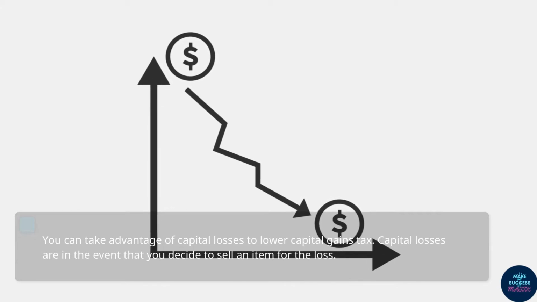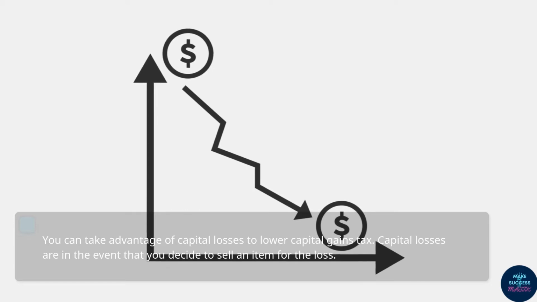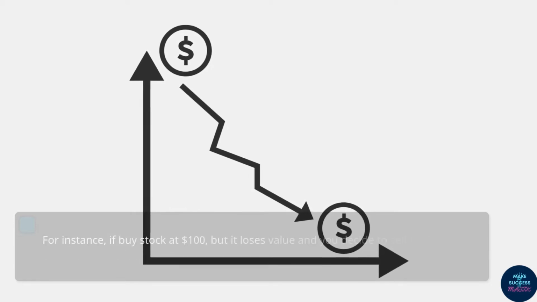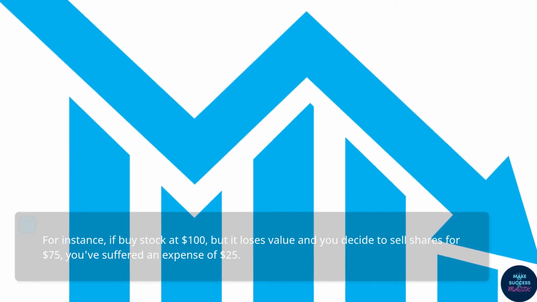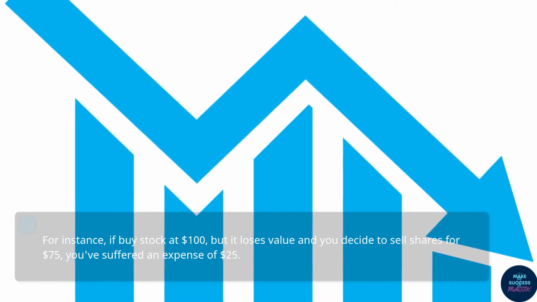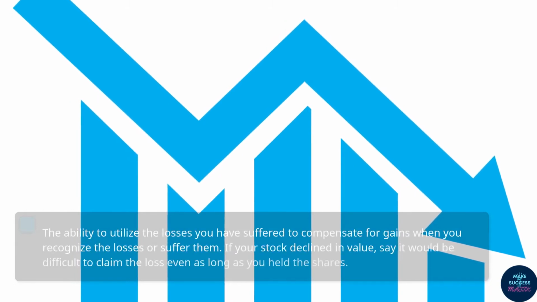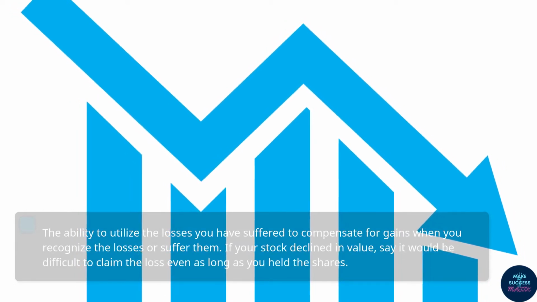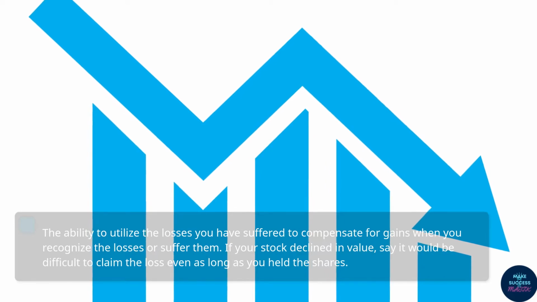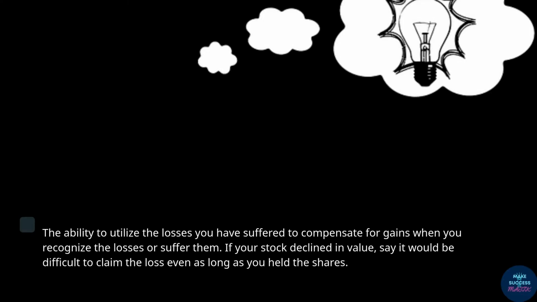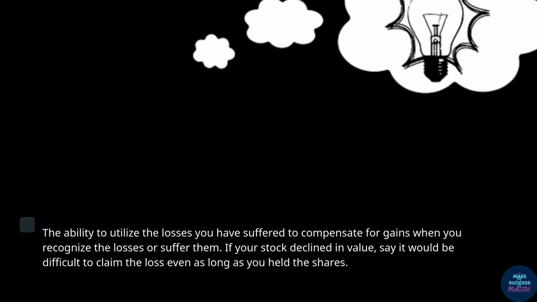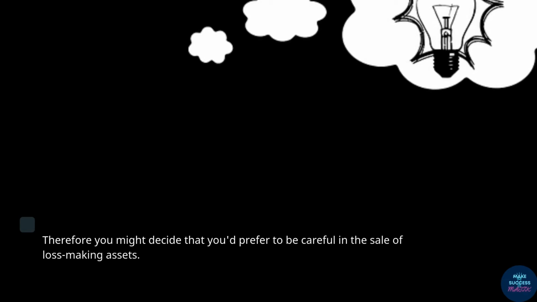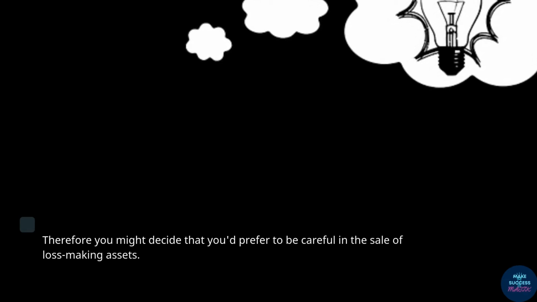Capital losses occur when you decide to sell an asset at a loss. For instance, if you buy stock at $100, but it loses value and you decide to sell the shares for $75, you've suffered a loss of $25. You can use the losses you have suffered to offset gains when you realize the losses. If your stock declined in value, it would be difficult to claim the loss as long as you held the shares. Therefore, you might prefer to be careful in the sale of loss-making assets.